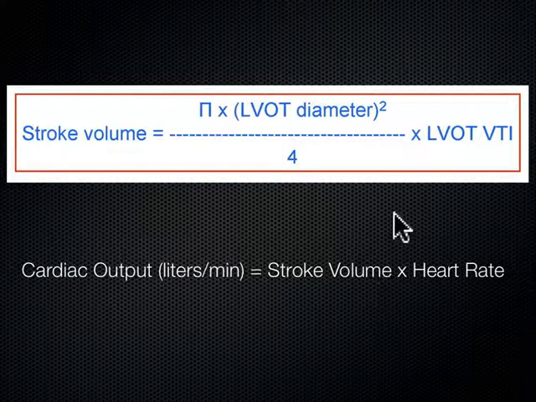So to summarize, we got the LVOT diameter, we measured that ourselves, we gave that to the machine, and then the machine squared that, times pi divided by 4, and then it takes that and multiplies it by this term right here, the LVOT velocity time integral, and that gives us stroke volume. And by the way, on the screen, since it's watching the pulsations of the heart, it knows what the heart rate is. So it takes that stroke volume, multiplies it by the heart rate that it's watching, and gives you cardiac output.